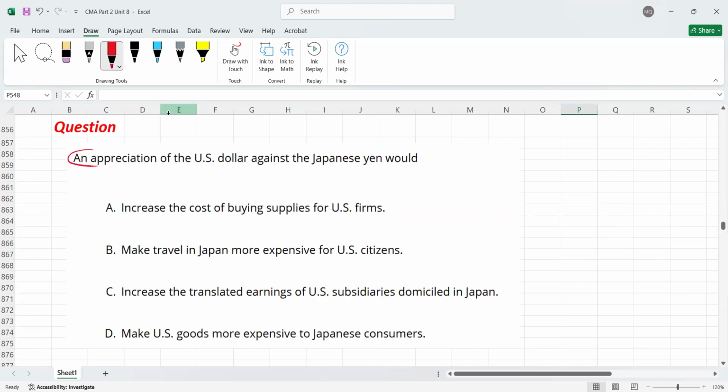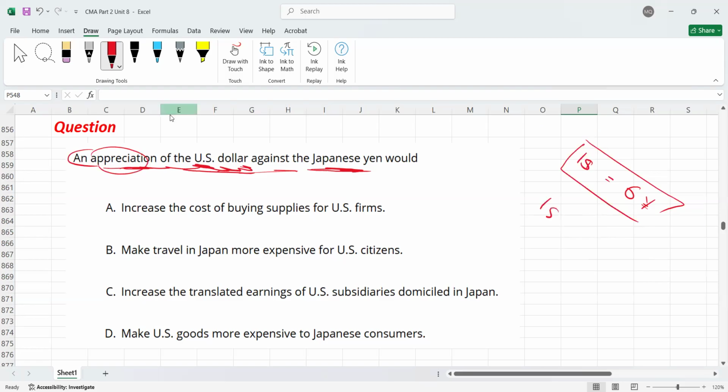An appreciation of the US dollar against the Japanese yen. For example, they are not telling you here which currency is your currency. So they're saying appreciation of the US dollar against the Japanese yen. We can create a scenario. For example, previously $1 was equal to 6 Japanese yen. This was the rate previously. Now what happened? You have to appreciate the dollar against the Japanese yen.